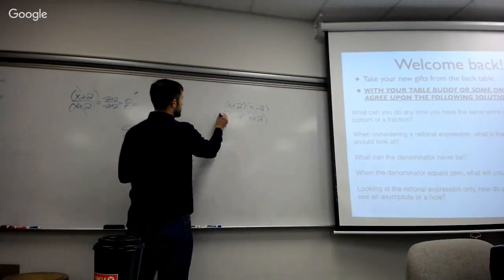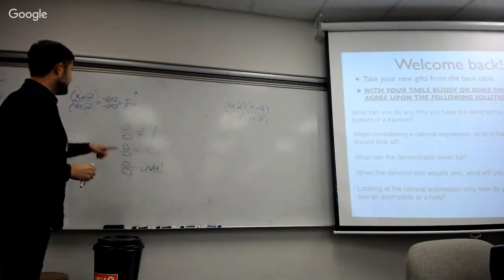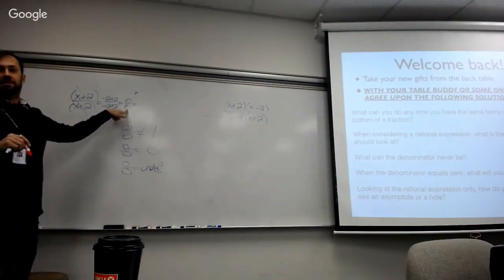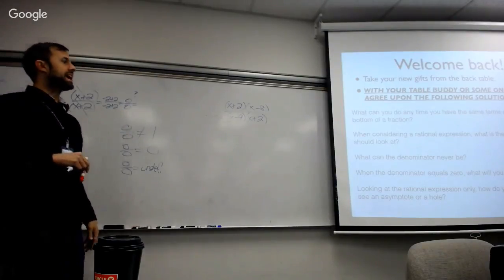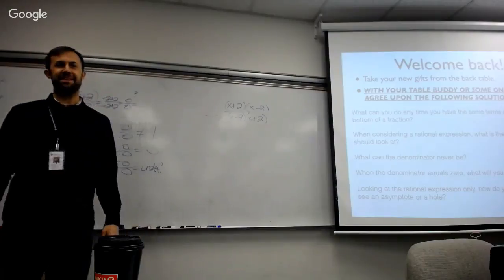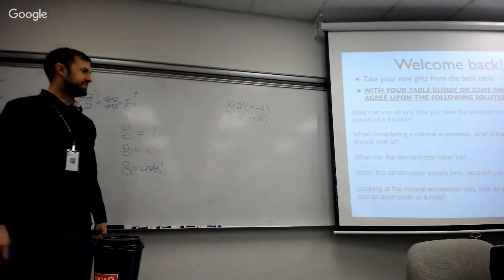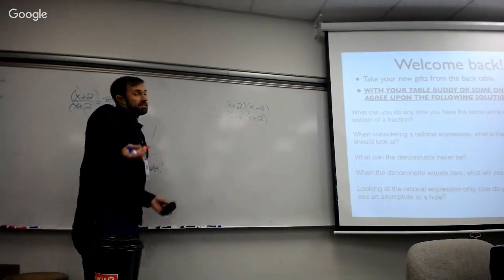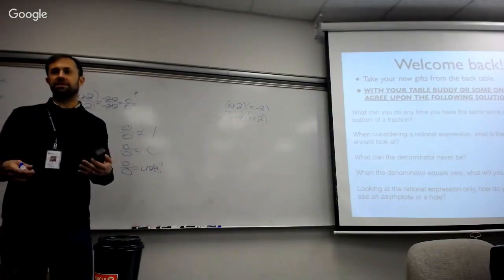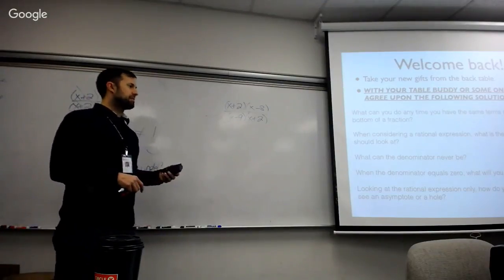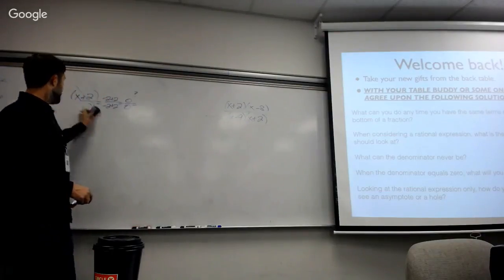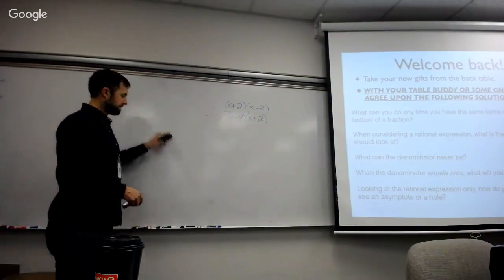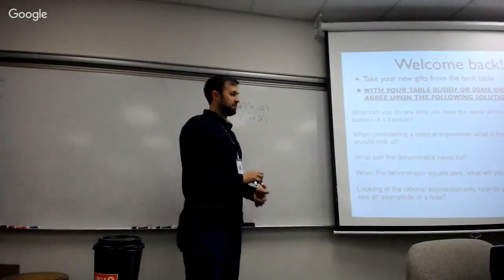So we always want to look at the denominator first, because that's the big problem: anytime the denominator is 0, you get something that's undefined. What can the denominator never be? It can never be 0. I mean, it can be 0, it's just that then the whole expression is undefined. When the denominator equals 0, what will you see on the graph? Either a hole or an asymptote. You'll have one or the other.